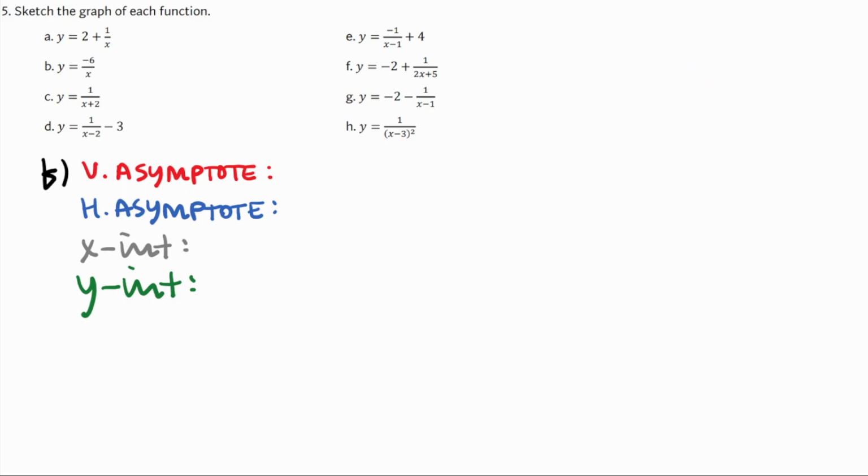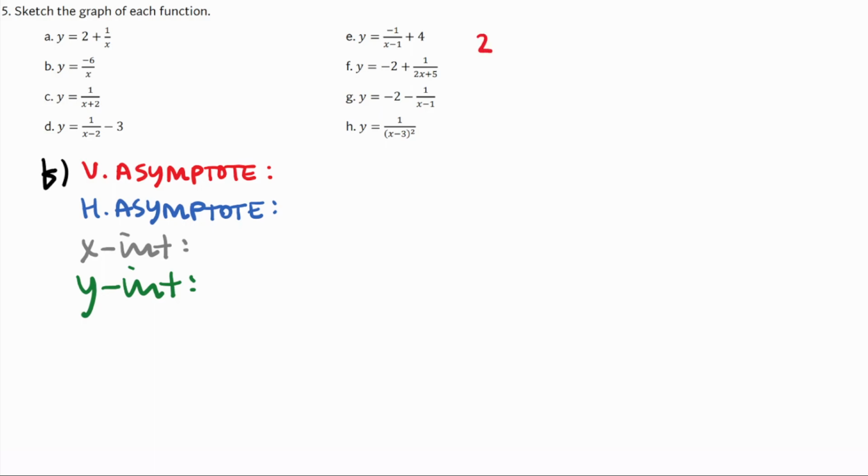I'm feeling like I forgot to do F, and I'm not sure how I labeled these or what I was doing exactly, and I've erased all my work between each problem, so I'm not sure which one I've done and haven't done. But I'm pretty certain I've not done the one with 1 over 2x plus 5, because that's kind of different. So start with the vertical asymptote.